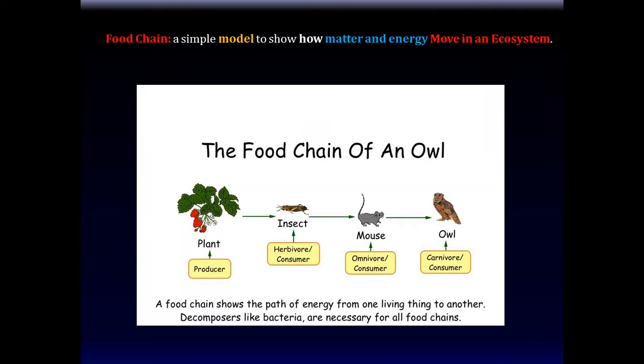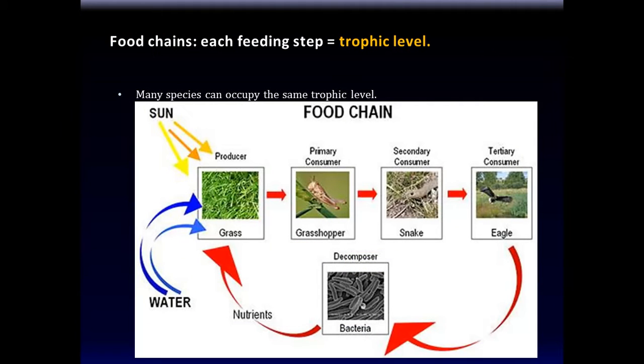Okay, for example, here's a producer. The insect is a herbivore. It's going to eat on this plant. And the mouse eats the insect. And the owl eats the mouse. So this is called a food chain. It's like who eats who. Who's the boss, right? That's called a food chain. It shows you how energy flows in an ecosystem, right?